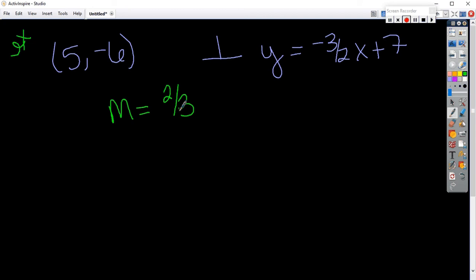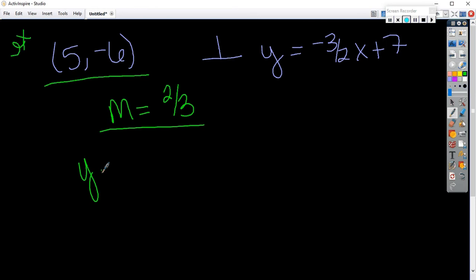Perpendicular, yeah. If it said parallel, my slope would be negative 3 over 2, right? So now you need the equation of a line. You've got a point and you've got a slope, and it becomes a problem just like we did before. Plug into point slope form.